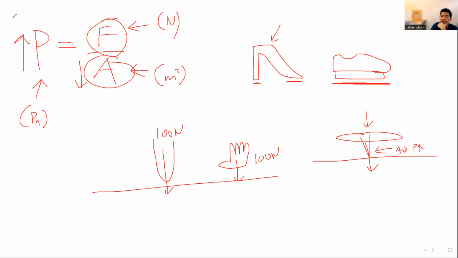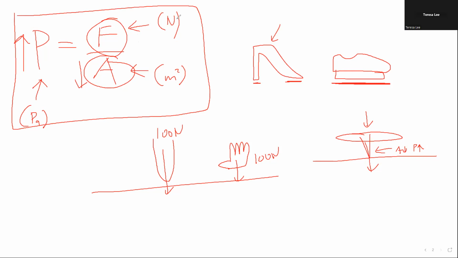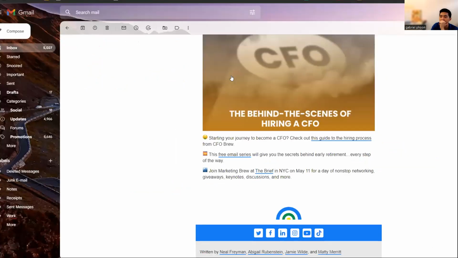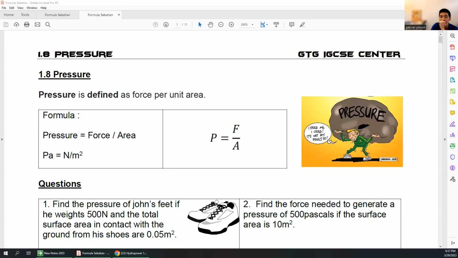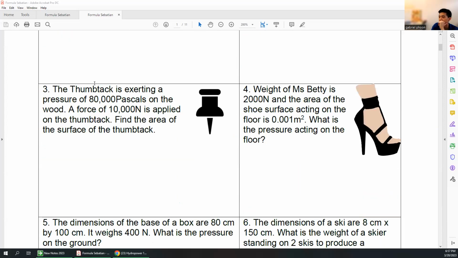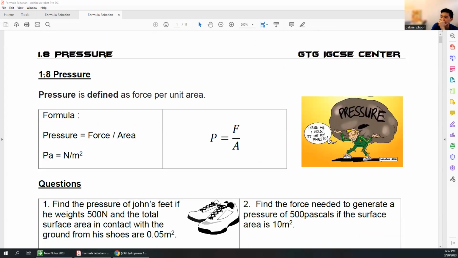Okay, so this is the first formula that you learn for pressure. Do you have any questions you want to ask Teresa for this one here? No. Good. So if you have no questions here, you can start copying down this formula here. You copy down this formula here, and then you start doing the sixth question at the bottom. Can you copy this down?